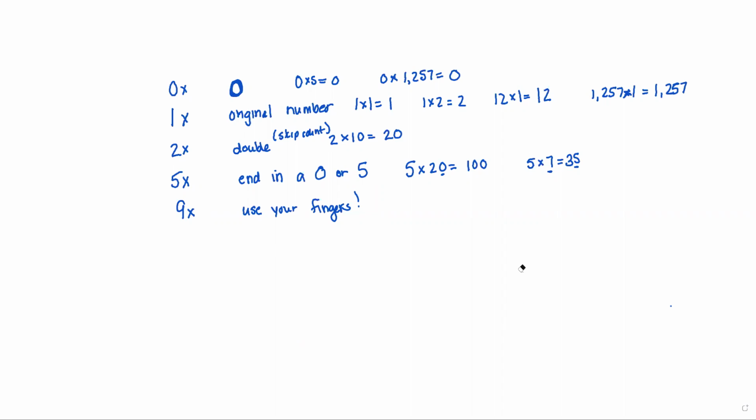Anything times 10 is going to end in a 0. And that's going to be the same for any whole number with the tens. A number in the tens and a 0 in the ones is always going to end in a 0.